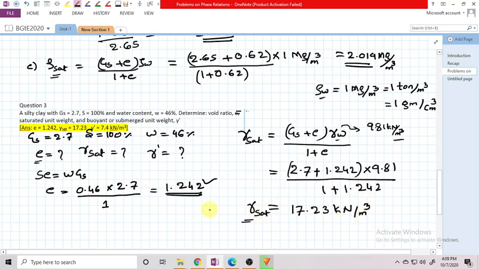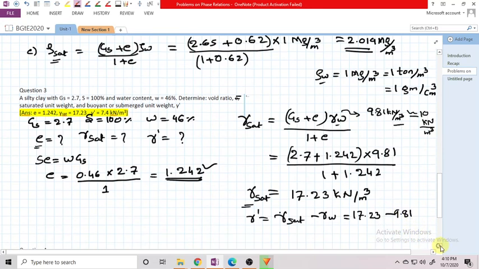Next, one more quantity they ask, that is submerged density, submerged unit weight, or buoyant unit weight, both are the same, gamma dash. So gamma dash is equal to gamma sat minus gamma w. So gamma sat is 17.23 minus gamma w, which is 9.81. Instead of 9.81, sometimes I will take 10 here, don't get confused. You can take either 9.81 or 10.